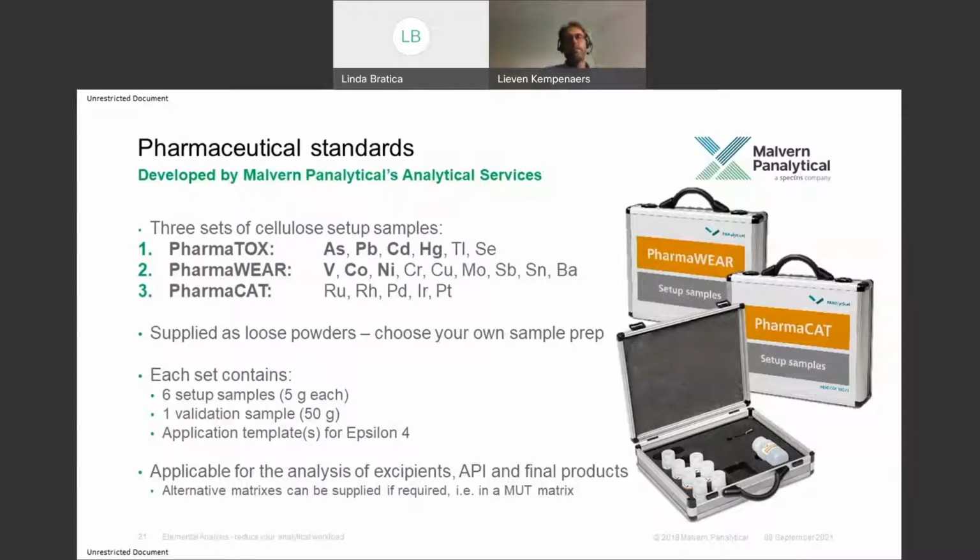We also have the standards. I mentioned we have to calibrate the instrument, and that's also what we did in the factory. We calibrated the Epsilon 4 for those 17 elements that are present in those setup samples that we make ourselves. The basis is cellulose, but other matrix bases are also possible.